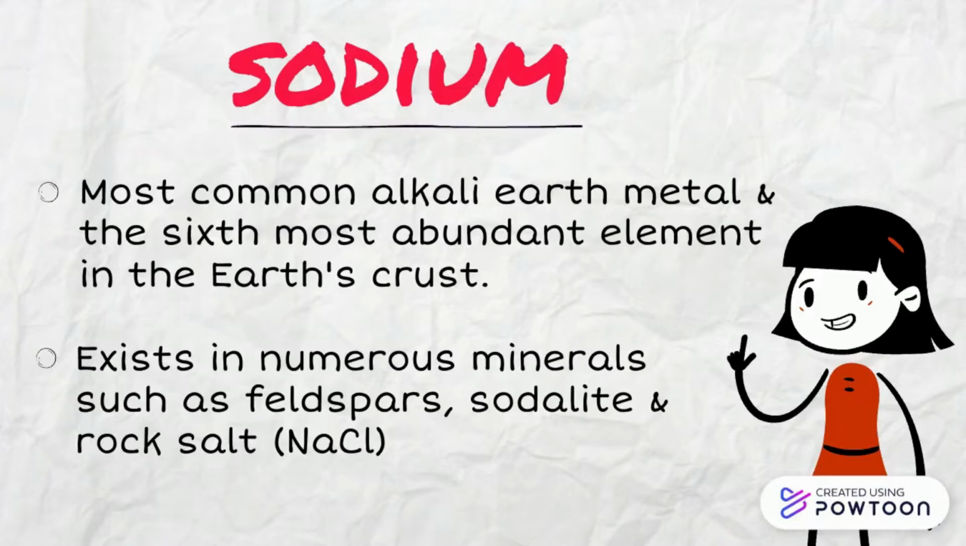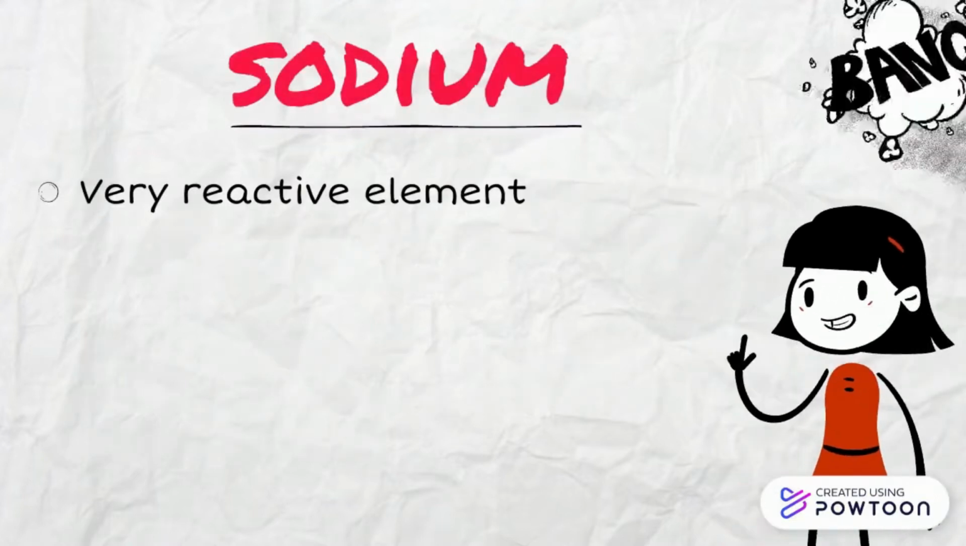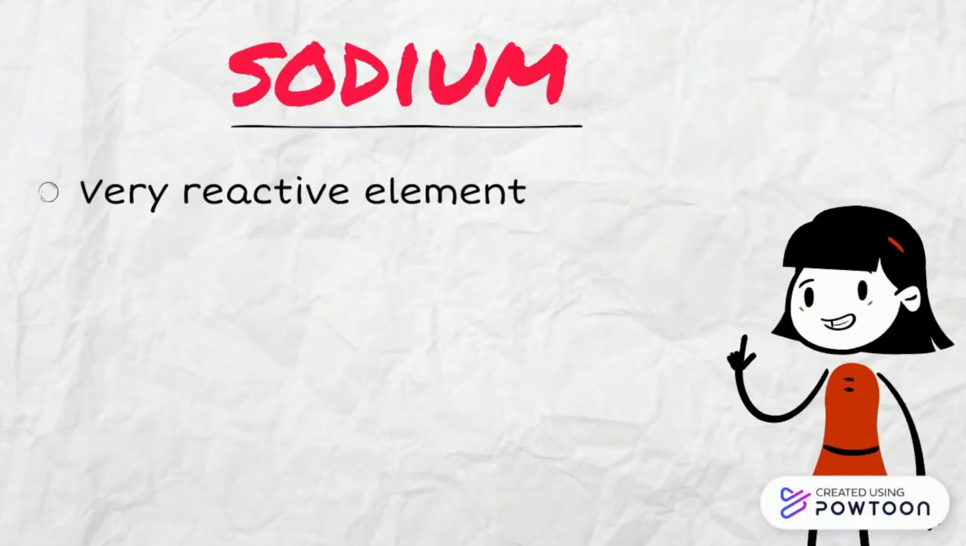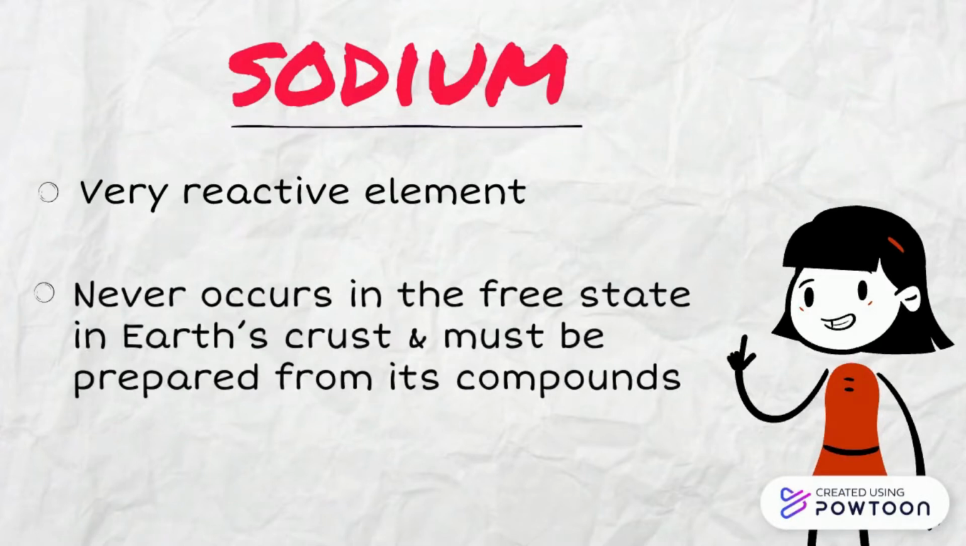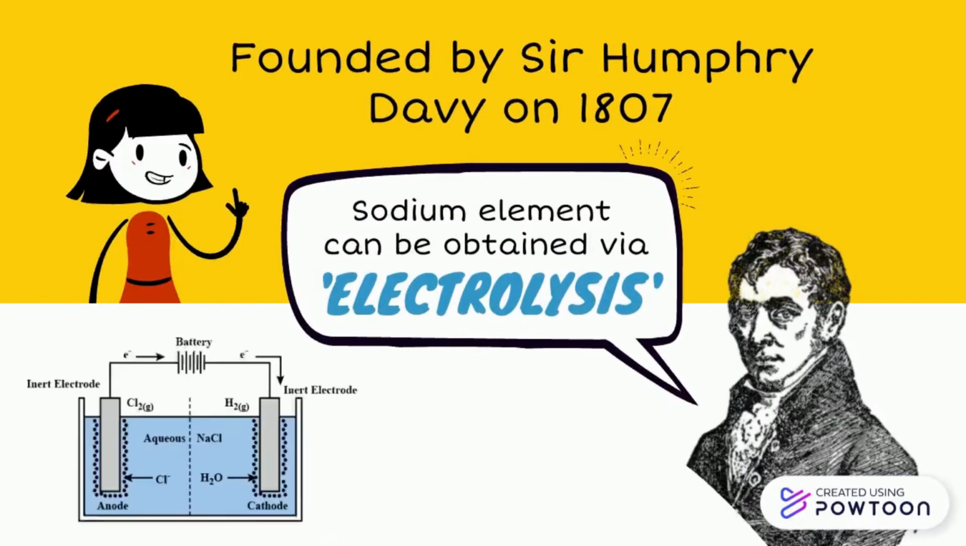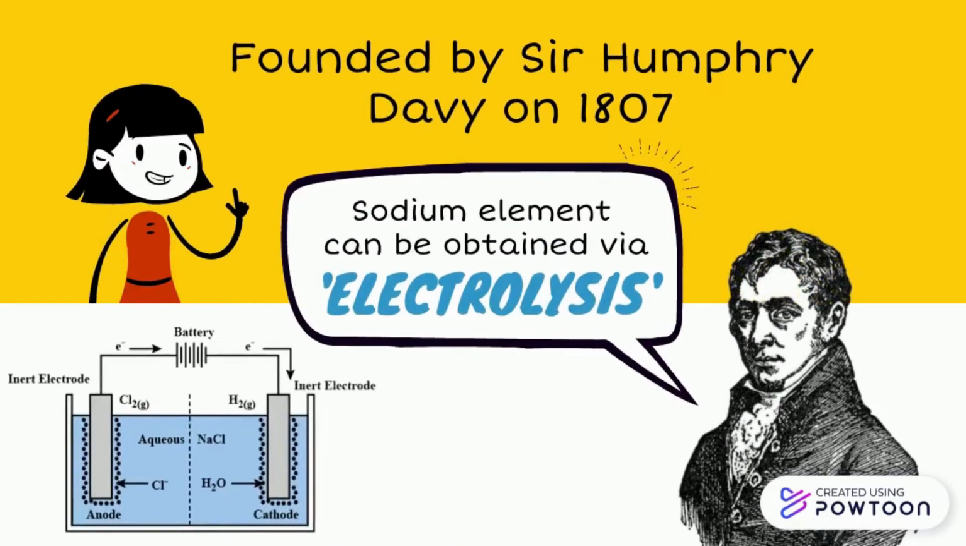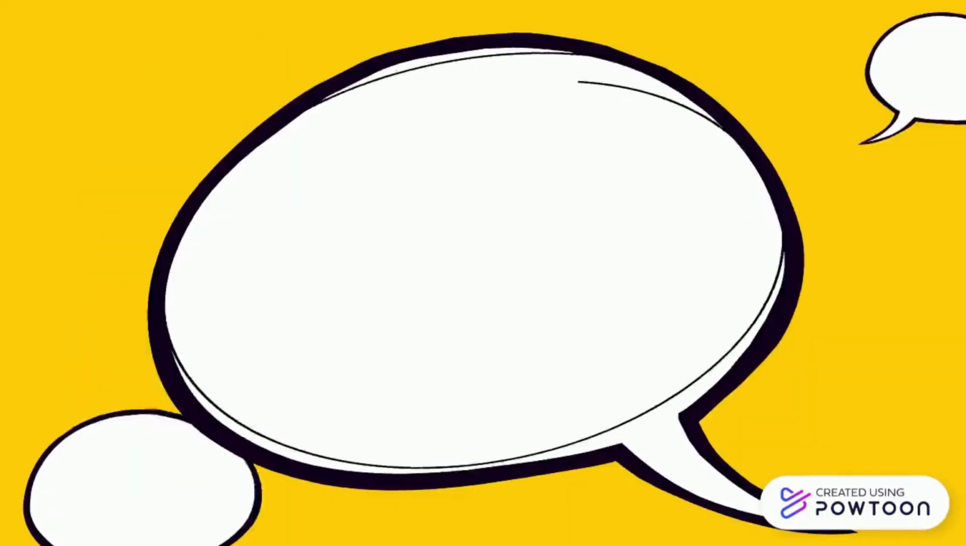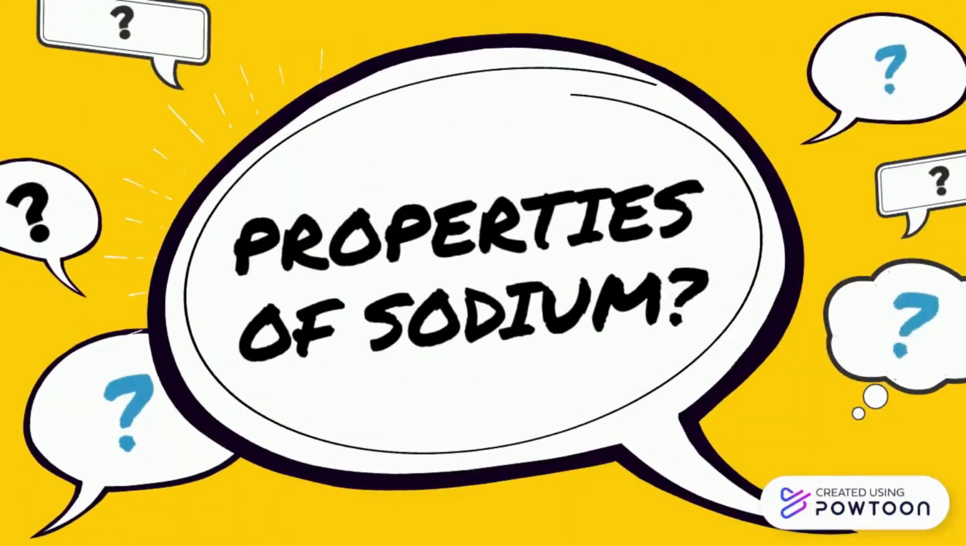Although sodium is the 6th most abundant element on Earth and comprises about 2.6% of the Earth's crust, it is a very reactive element due to the presence of its single valence electron in its outermost shell. Because of its extremely reactive nature, sodium never occurs in the free state in Earth's crust and must be prepared from its compounds. In the year 1807, Sir Humphry Davy became the first person to prepare sodium in its elemental form by applying electrolysis to fused sodium hydroxide. Now let's look into the physical and chemical properties of sodium.